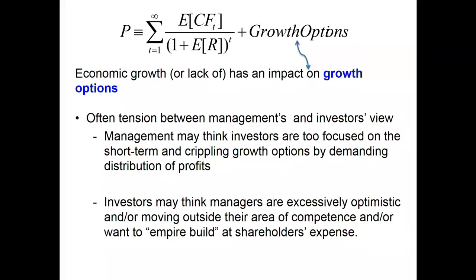So there's this tension here. There used to be more of a tension, and this tension has largely disappeared, but oftentimes the management will say, we've got all this cash, we don't want to give it back to you because we think we can invest it in growth options. But then the investors say, no, we think you should give it back to us because we don't think that what you're investing in is worthwhile. So investors may think managers are being excessively optimistic and moving outside their area of competence.